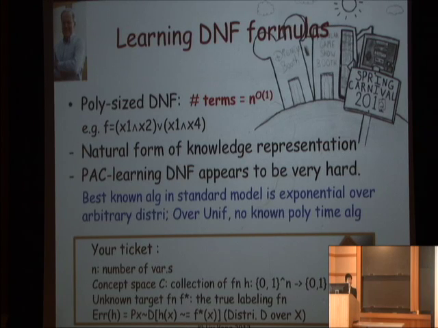Any Boolean function can be represented by a sufficiently large DNF. Also, DNF formulas are a very natural form of representation of knowledge, and are easily understood by human beings. So the problem of PAC-learning DNF appears to be very hard. The best known algorithm in the standard model is exponential over arbitrary distribution, and even under uniform distribution, you can get an n to the log n algorithm, but there's no known polynomial algorithm for learning DNF even on a uniform distribution.